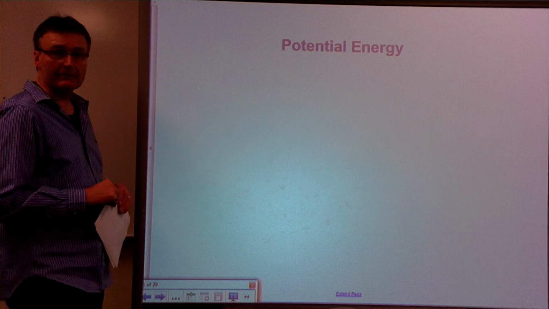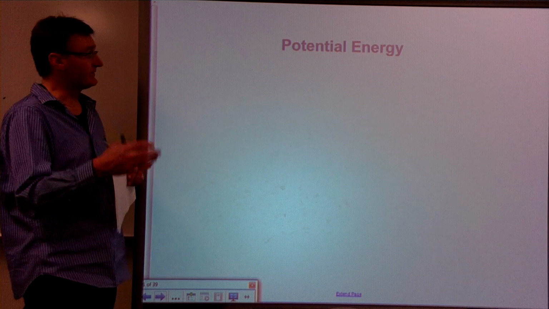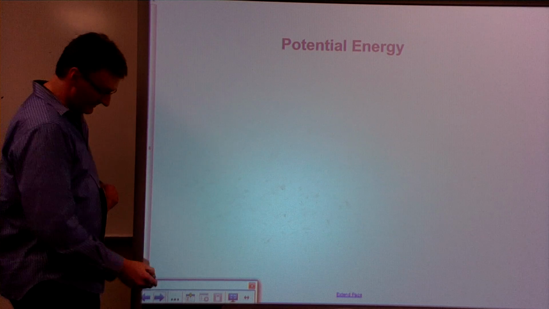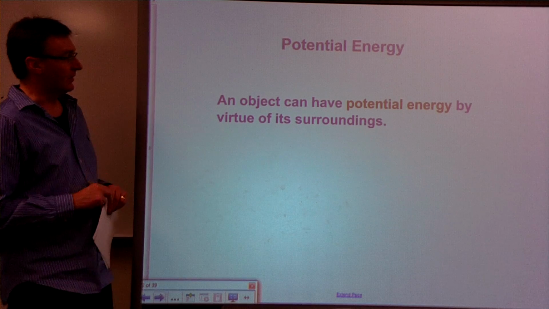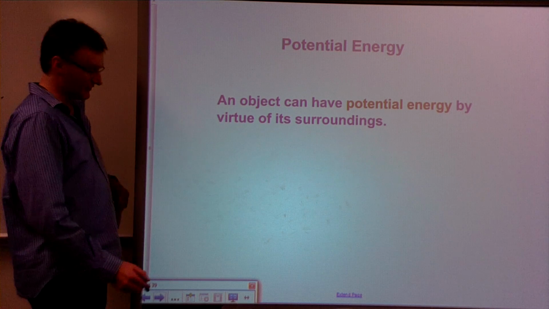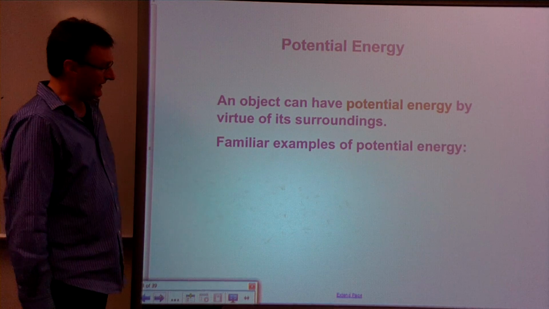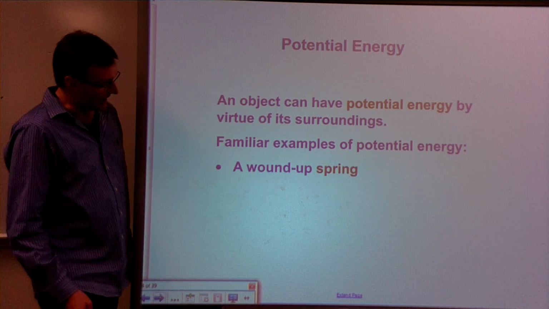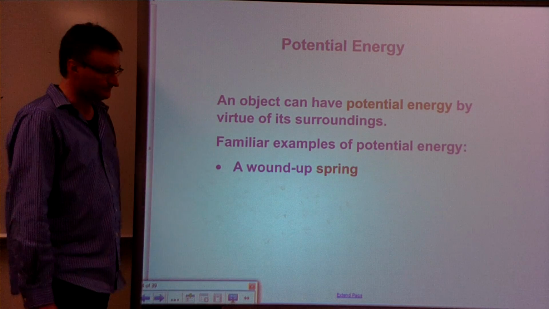So that's the first type of energy we're going to look at, at least for mechanical energy. And the other type we'll look at is what's known as potential energy. So an object can have potential energy by virtue of its surroundings. And some familiar examples of potential energy are a wound-up spring.